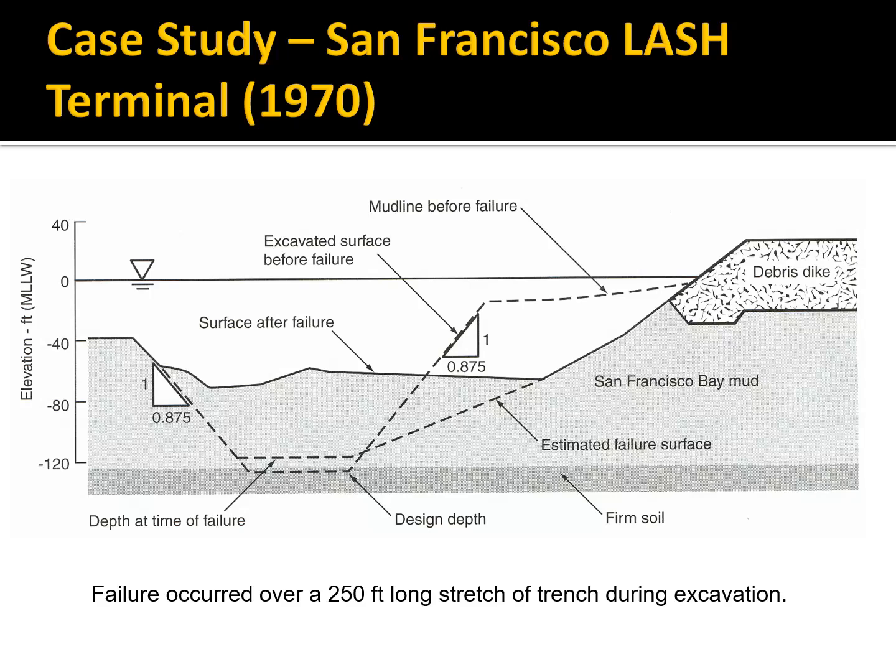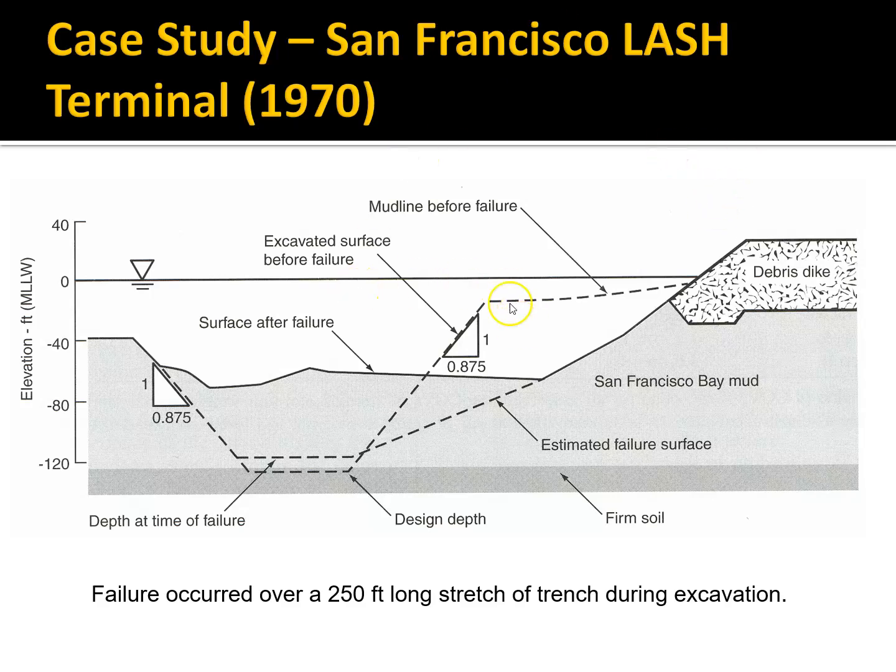So here's an example. This is the San Francisco Lash Terminal, which failed in 1970, and it occurred over a 250-foot-long stretch of the trench during the excavation. So they were doing an underwater excavation to presumably make a ship channel for a dock, and that failed. And they went back and looked at it later.